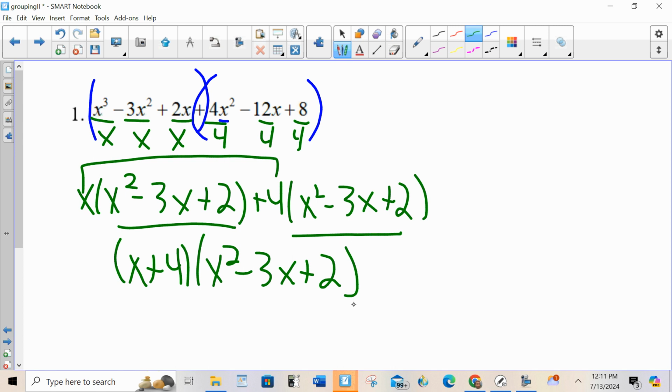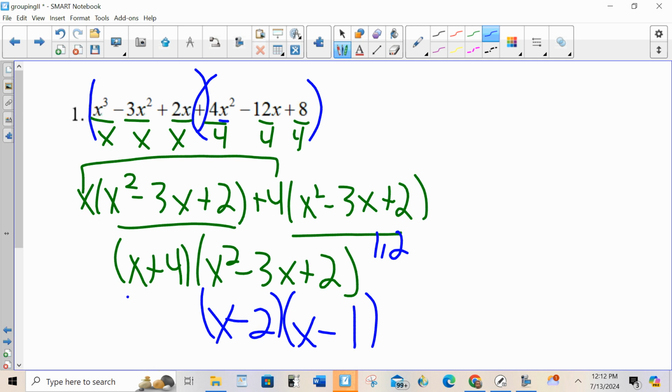Now, can I factor any further? Yes, I see a trinomial. So, 2 sets of parentheses, x and x. First sign comes down, negative and a positive is a negative. Multiplies to 2, 1 and 2. Adds to 3, yes. Bigger number comes first. The x plus 4 comes down. And that is grouping with more than 4 terms.